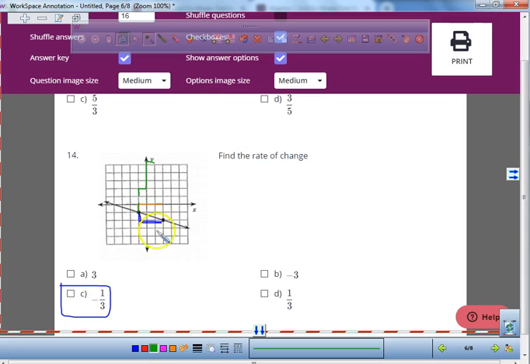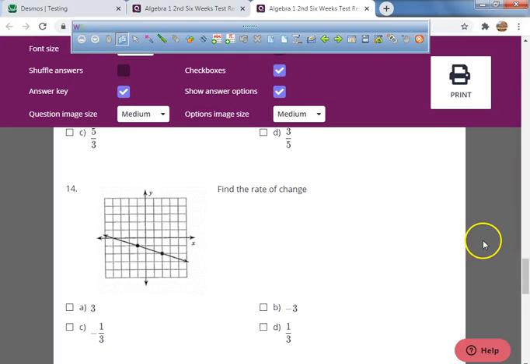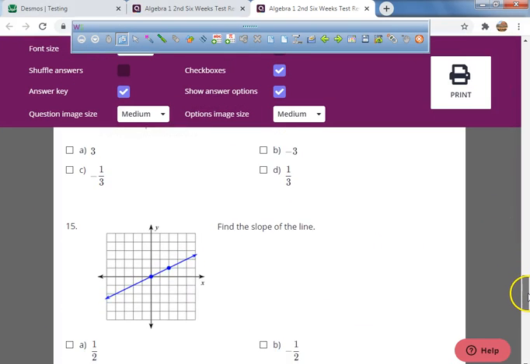If it's -3, what would happen? It would go down 3 and over 1. Okay, so I'm just kind of changing colors. All right, so you guys, I know it's kind of hard to see, but this one's going to be easy.